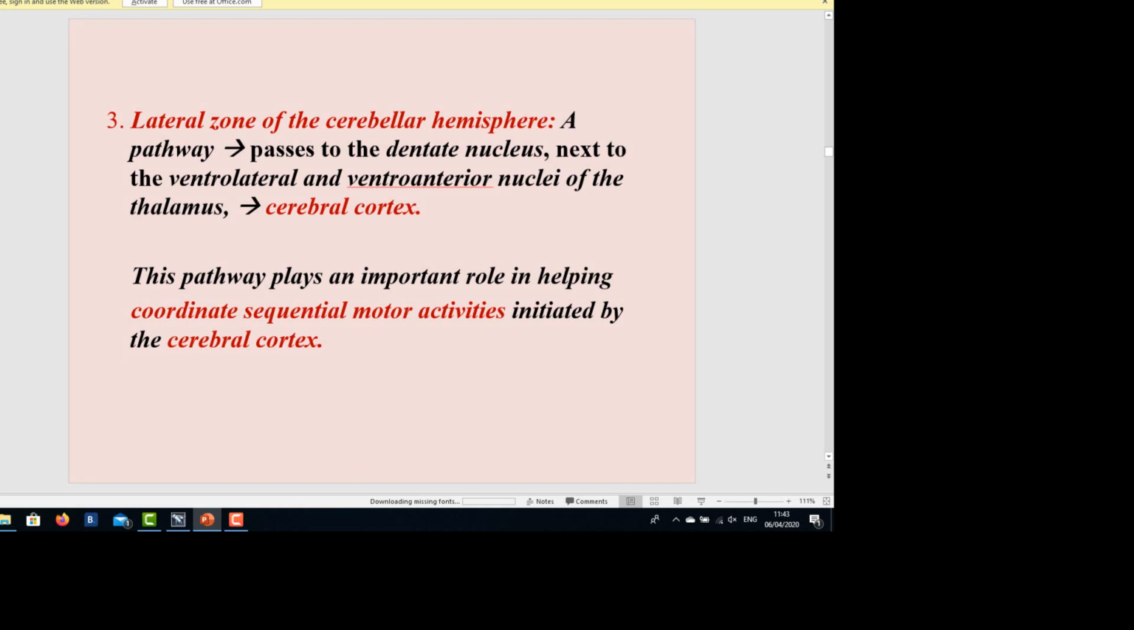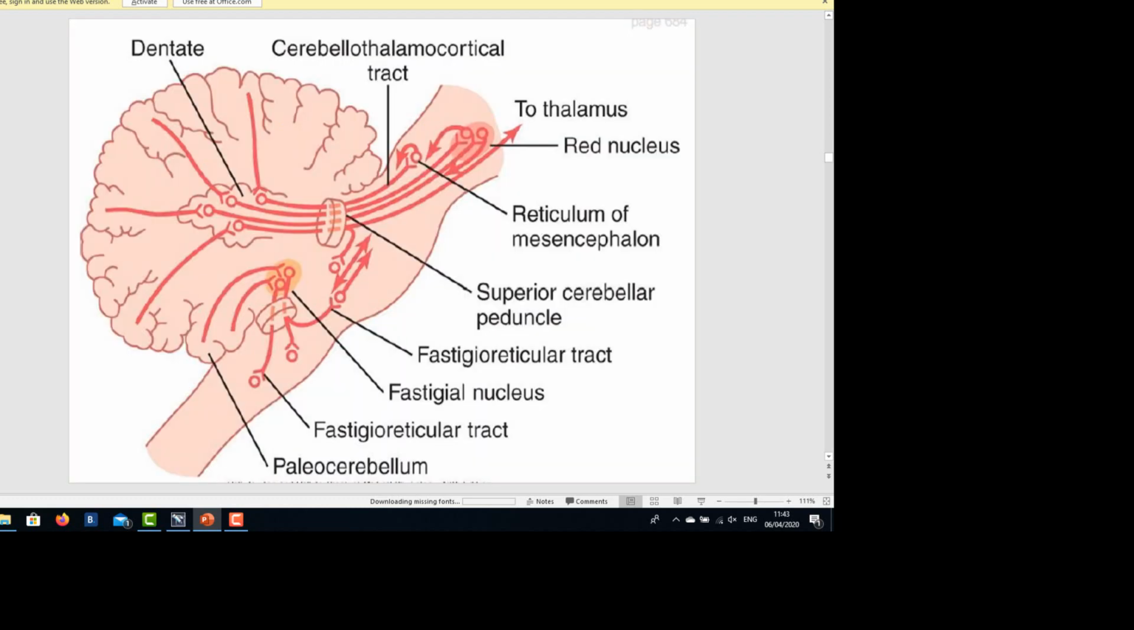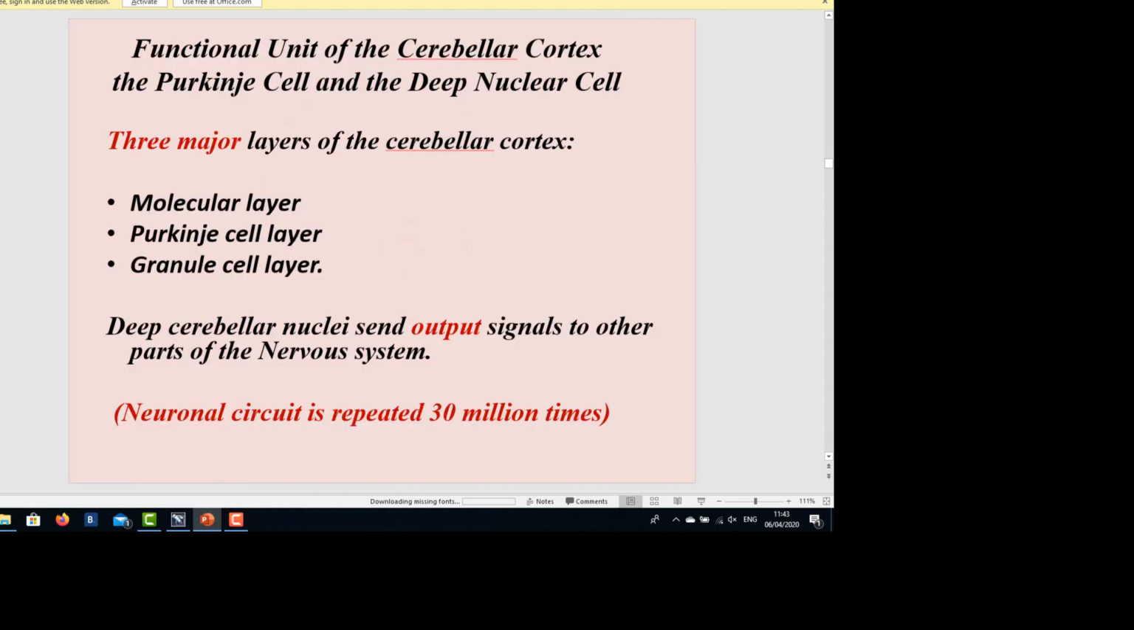Coordinate sequential motor activities initiated by the cerebral cortex. You can see. Now let's talk about the functional unit of cerebellar cortex, the Purkinje cell and deep nuclear cell.